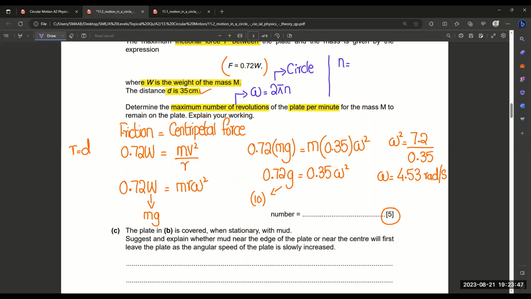So n will be equal to omega over 2 pi multiplied by 60. 60 is for seconds because we need to calculate for a minute, right? So omega divided by 2 pi multiplied by 60 seconds gives you the number of revolutions. So you can calculate the final answer.